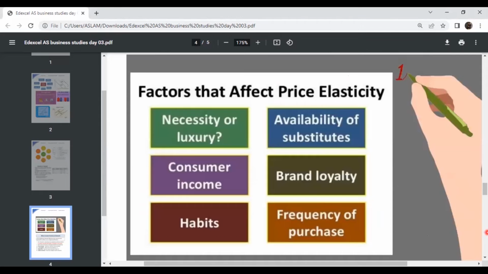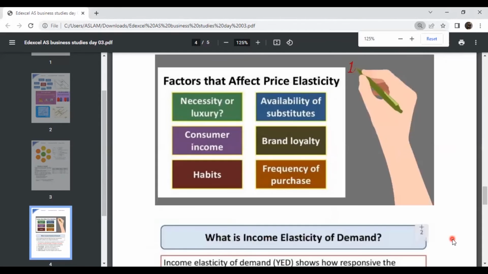Factors that affect price elasticity. First one, necessity or luxury. If it is a necessity, it is an inelastic demand. If it is a luxury, it is an elastic demand. Availability of substitutes. What is availability of substitutes? How many competitors are available to sell the same type of product. If there are a lot of substitutes, people will move on to a different product, so it will become an elastic product.